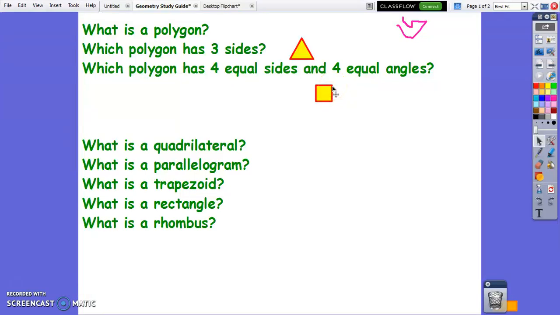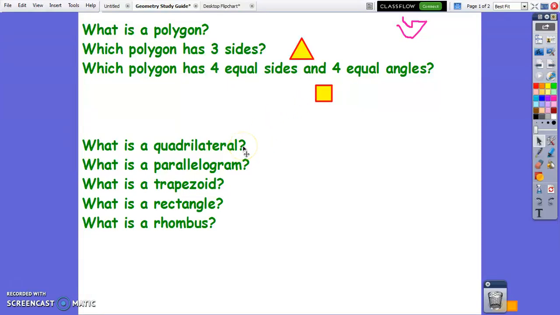Does it have four equal sides? Yes. And four equal angles? Well, if you look in here, yes, they have one square angle here, the second right angle here, the third right angle, and the fourth right angle, which measures 90 degrees. So the answer would be a square.